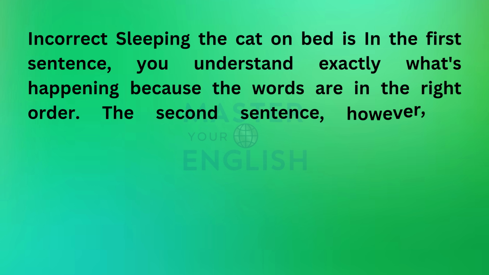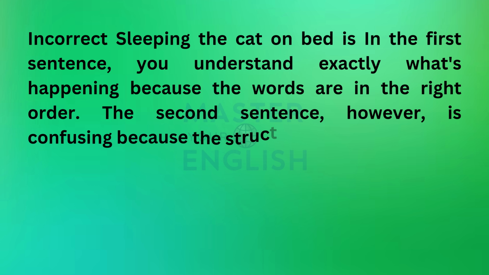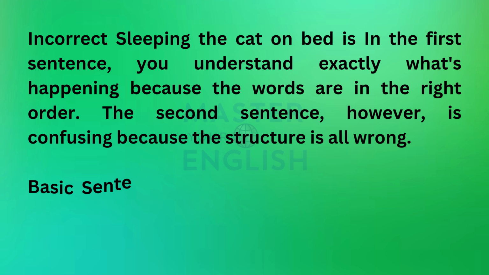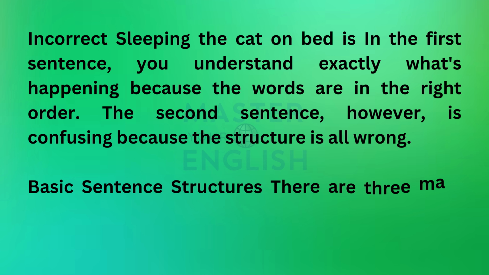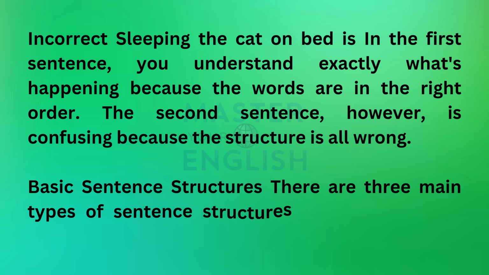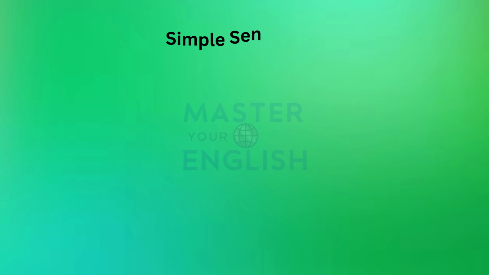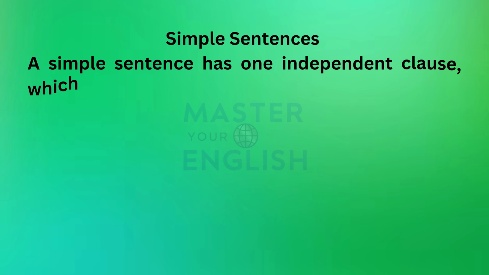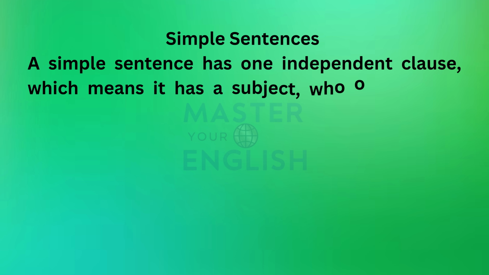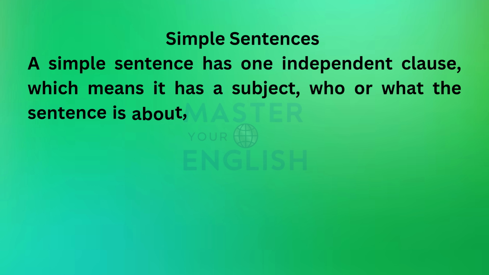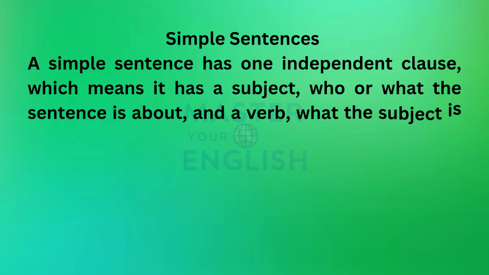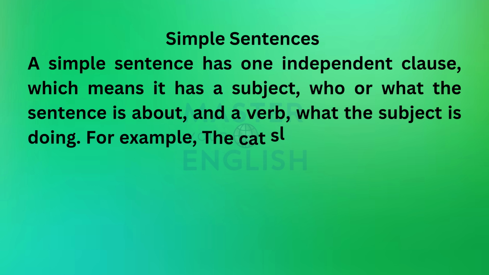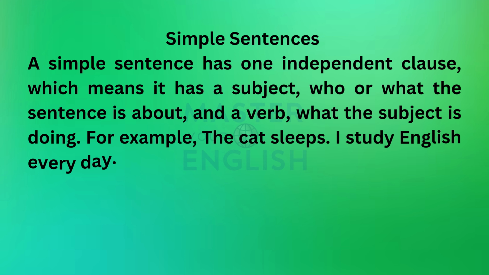The second sentence, however, is confusing because the structure is all wrong. Basic sentence structures. There are 3 main types of sentence structures that you need to know. Simple sentences. A simple sentence has one independent clause, which means it has a subject, who or what the sentence is about, and a verb, what the subject is doing.